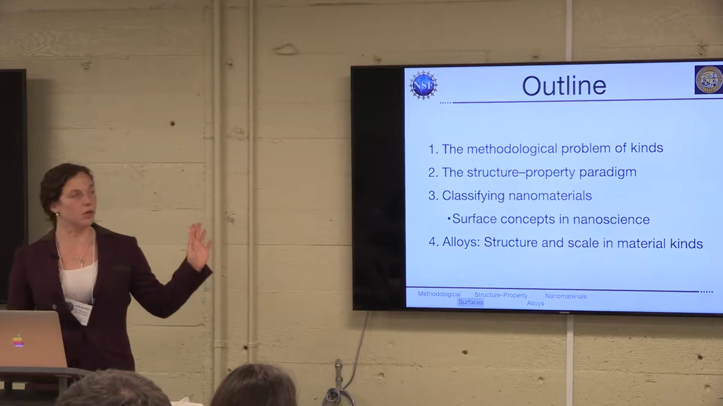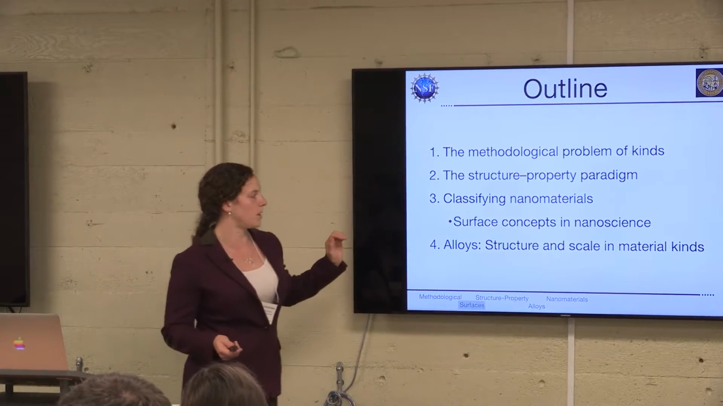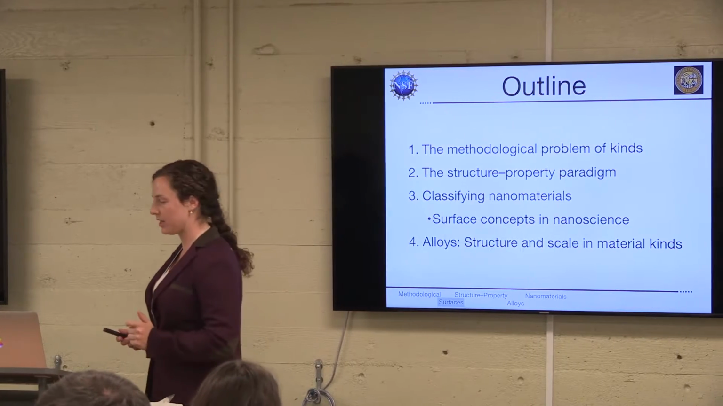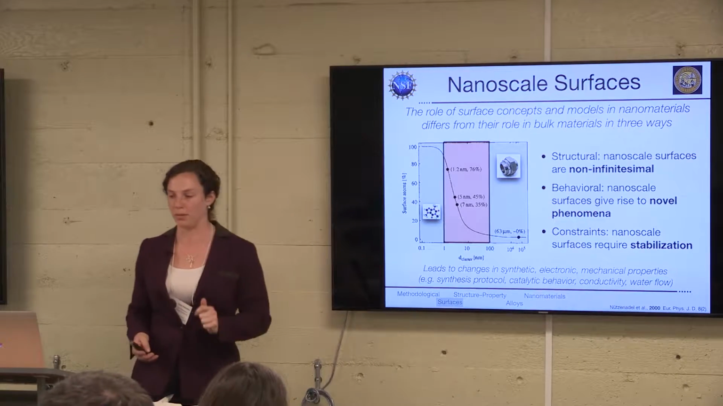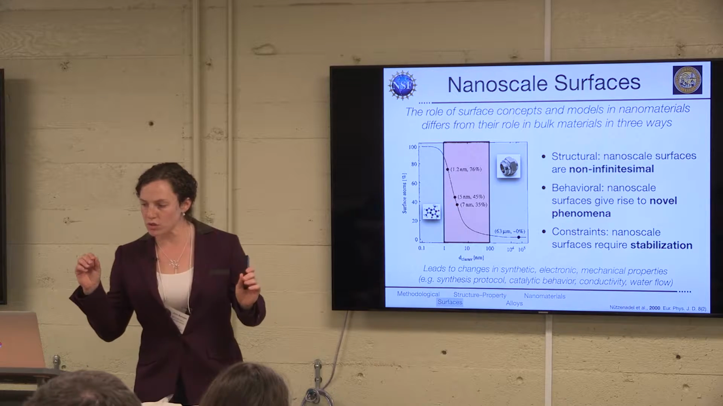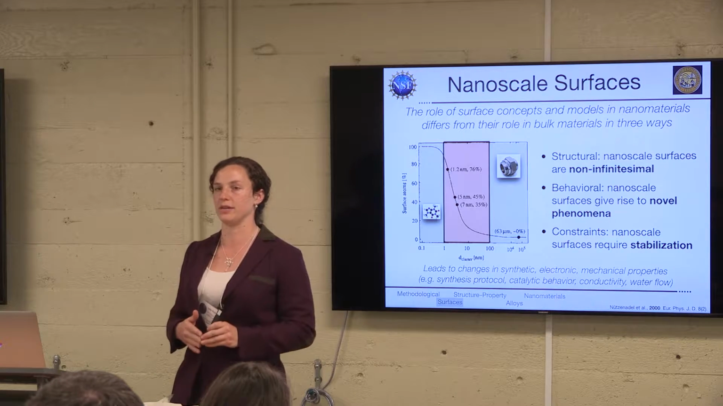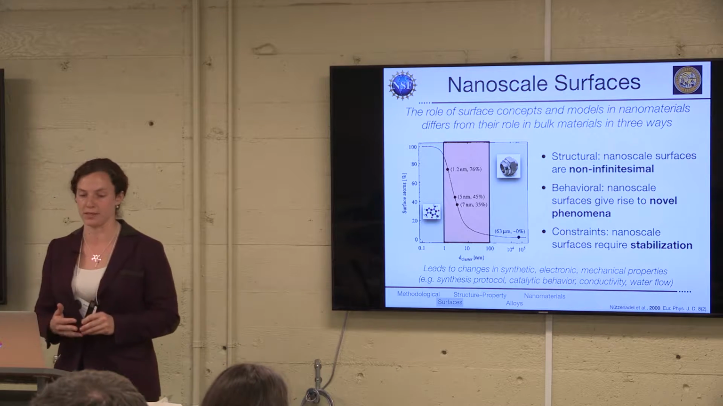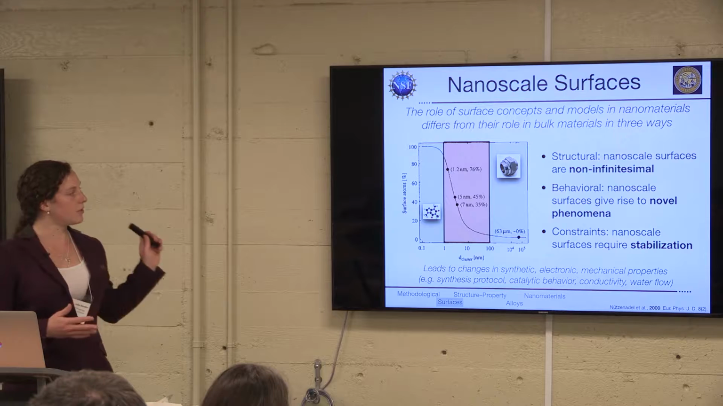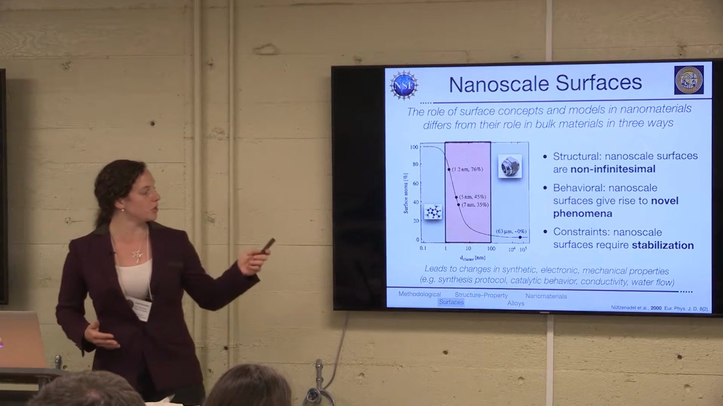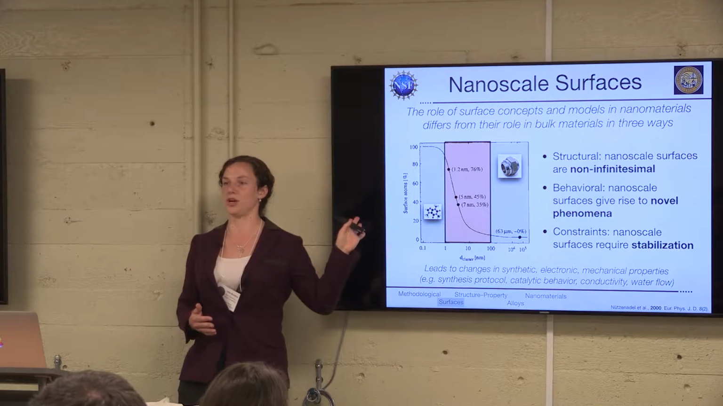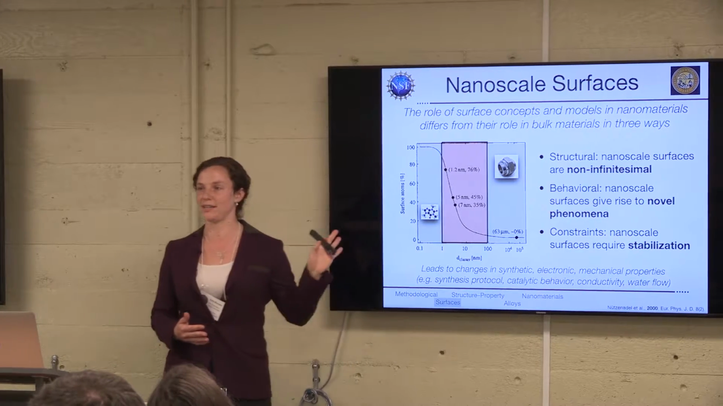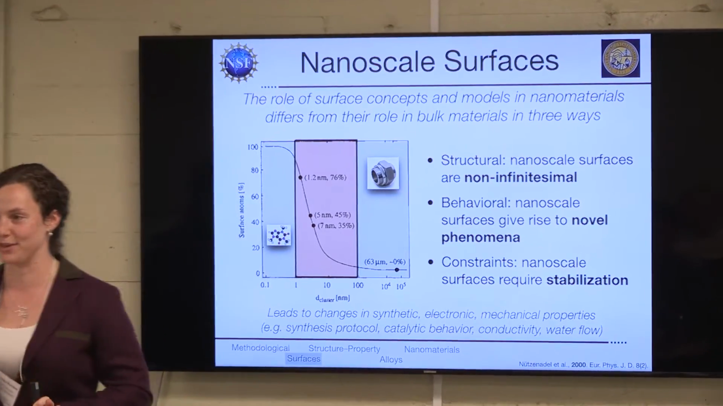Okay, so I've just told you about how important surfaces are, and what I want to do is take a little bit of time now to tell you why surfaces are so important at the nanoscale and why this is an interesting philosophical problem. So the role of surfaces in nanomaterials differs from the role of surfaces in macroscopic materials, and it differs in at least 3 ways. I'm going to tell you about those 3 ways after I explain this picture, which to me is the most interesting picture of nanomaterials. It may not be the most interesting picture to you yet, but it will be in approximately 30 seconds.